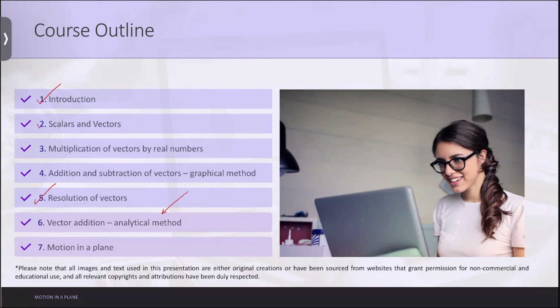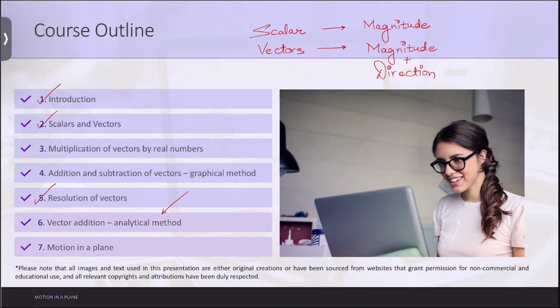Then the next thing, that is scalars and vectors. In this we understood the basic difference between a scalar and a vector. Just revising this again: what is basically a scalar? Scalars are those quantities which only have a magnitude. And what are vectors? Vectors are those quantities which have a magnitude and a direction. Correct? An example of a scalar can be path length, time, or temperature.